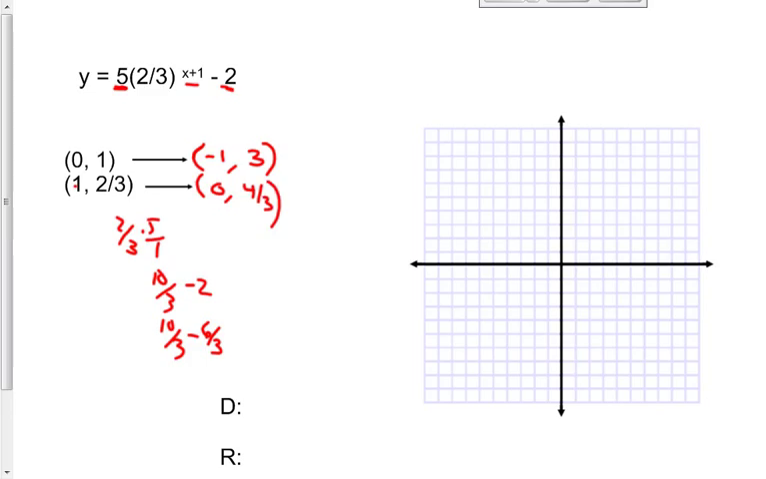Those are my two ending go-to points. -1, 3, and 0, comma, 4/3, which is about 1 1/3. I don't know, something like right there.